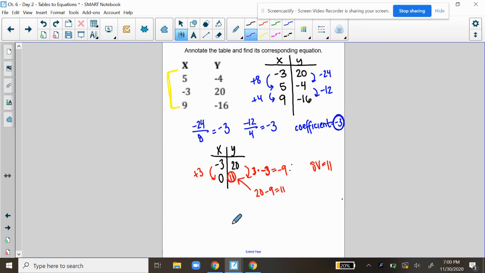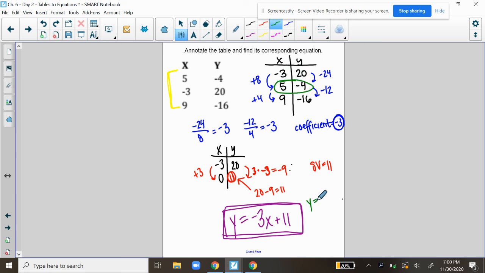So when I put this all together, my equation is going to be y equals negative 3x plus 11. And remember, we can also go double check this. So let's say we wanted to double check my 5, negative 4. I could go plug in y equals negative 3 times 5 plus 11. I know that negative 3 times 5 is negative 15, plus 11 should get me to negative 4, and that's what my table says, and so I've done it correct. Hopefully this makes sense. If you have any questions, please just ask, and I promise we'll do a lot more practice in class and for homework.